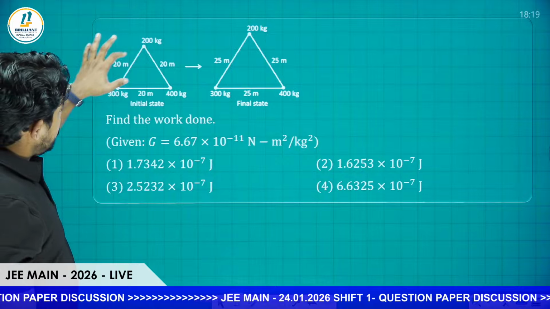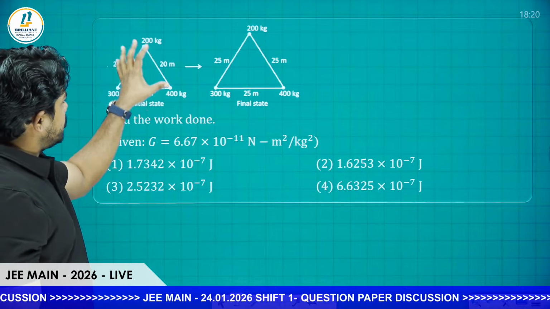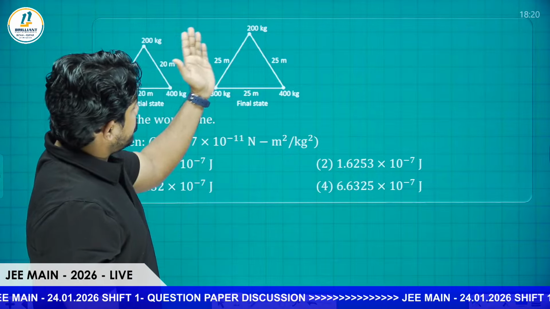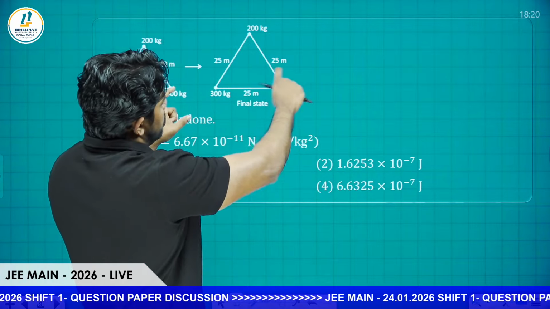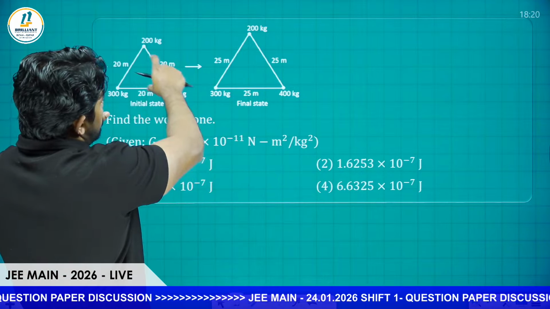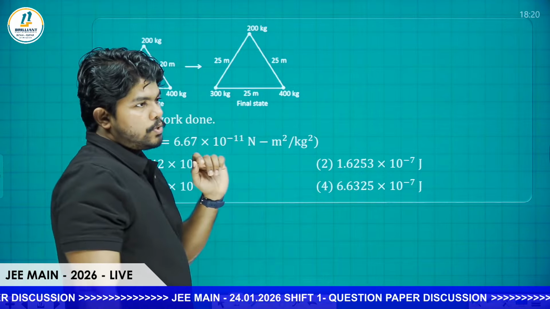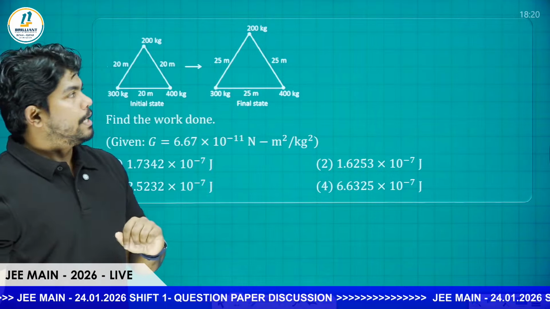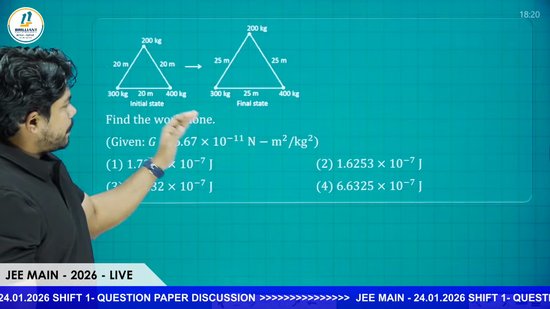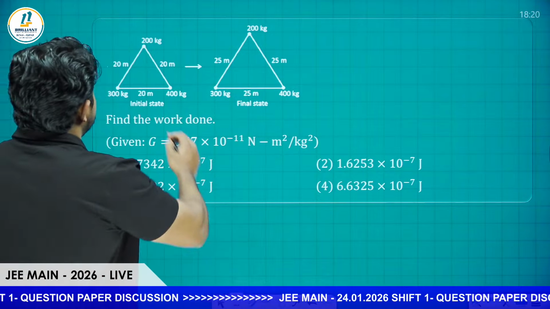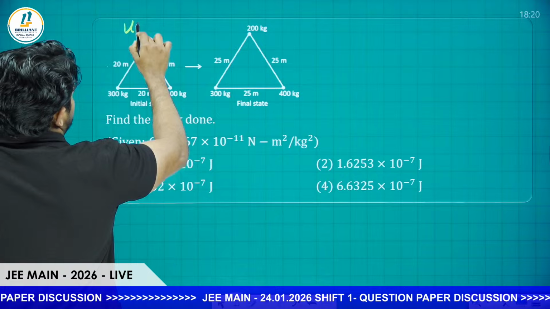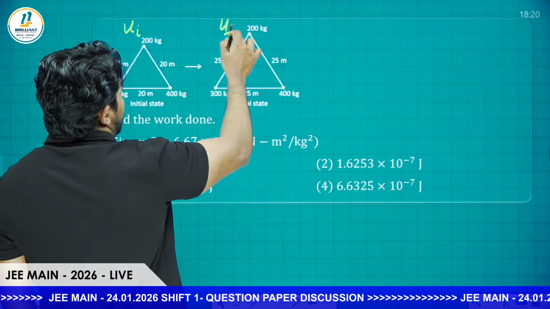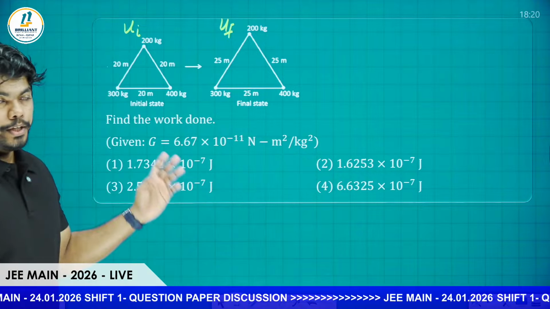So here three masses are arranged as the vertices of an equilateral triangle, and then the distance between these masses is increased, right? So for that we have to do some work to rearrange them in a bigger triangle. So what is the work done here? The only thing we have to consider is to find the gravitational potential energy, the initial energy and the final energy, and find the difference in the potential energy.